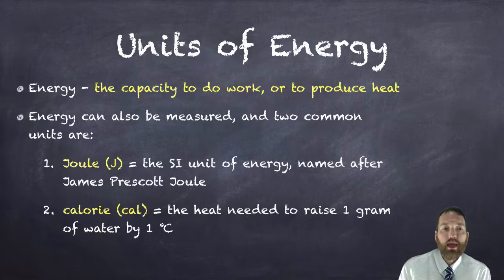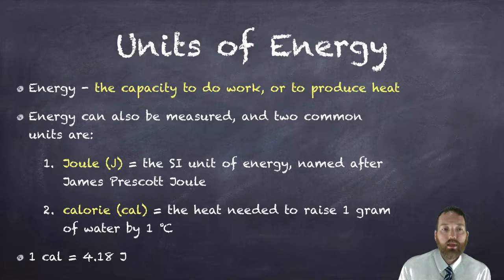And then we also have the calorie, and that's the heat needed to raise 1 gram of water by 1 degree Celsius. So picture a really tiny pot of water that can only hold a gram of water, which is about a milliliter. If you could measure the amount of heat that you would need to use to turn that water from, say, 20 degrees Celsius to 21 degrees Celsius, that amount of heat is 1 calorie. And then we can compare all other energy values to that number, and that's how we get calories.